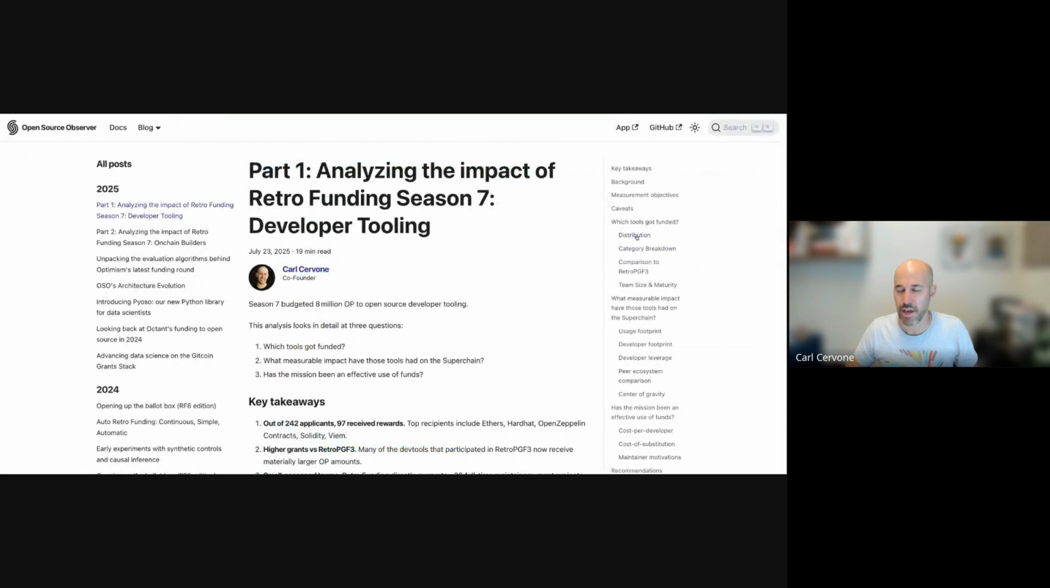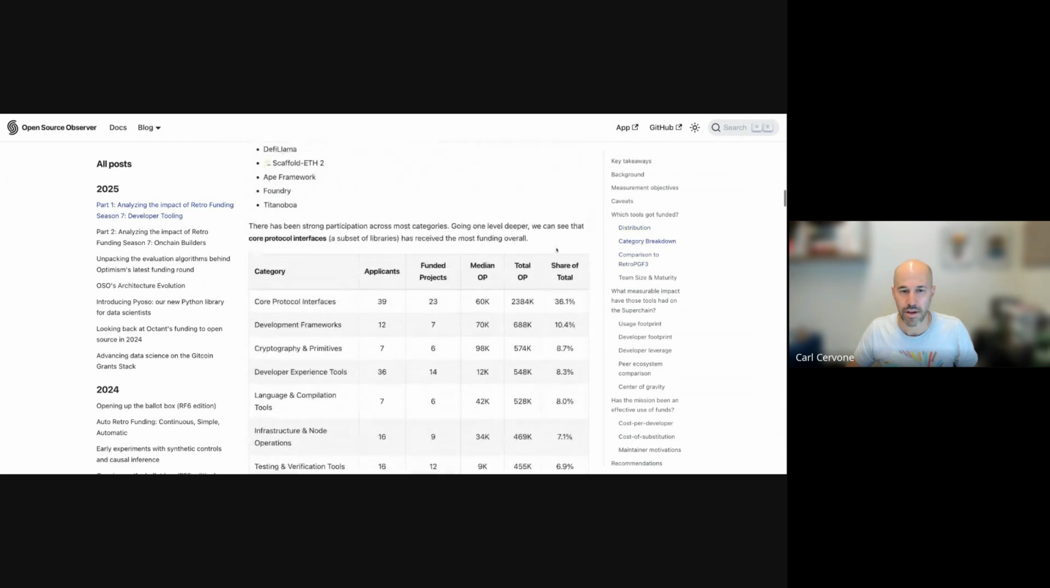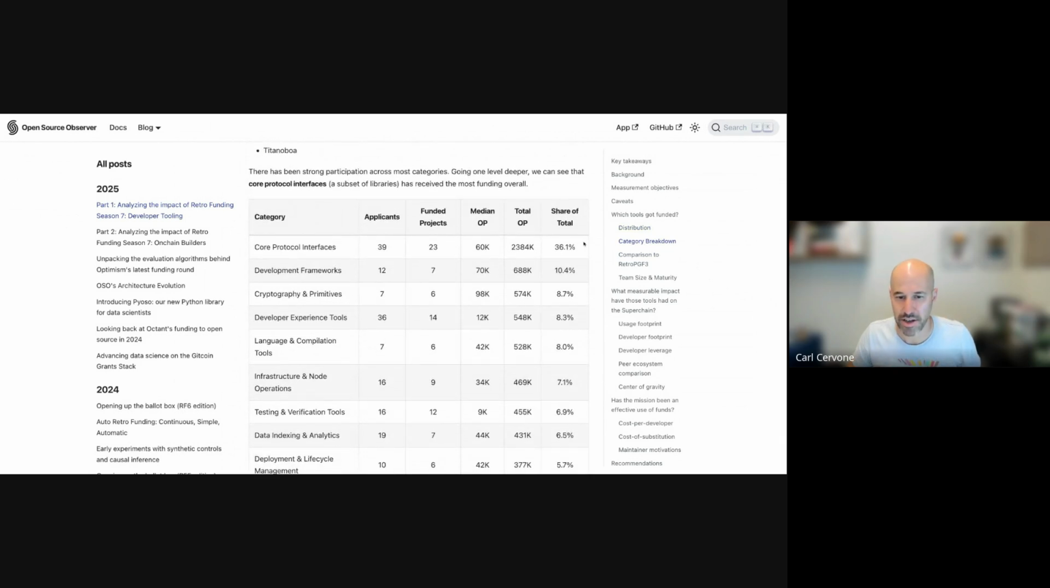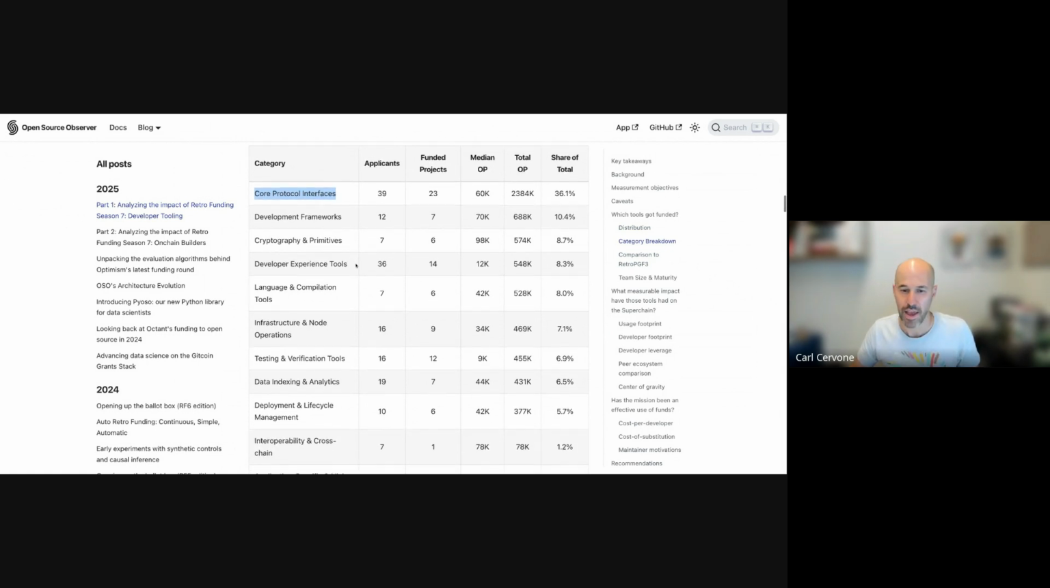Okay, so just a quick high level. There were 10 different categories of projects. The most popular one, in terms of both the number of funded projects and the amount, is the core protocol interfaces. That would include libraries like Ethers, VM, Solc, etc. And obviously, the nice thing about that is that there's usually an npm package that we can use to connect two projects together.